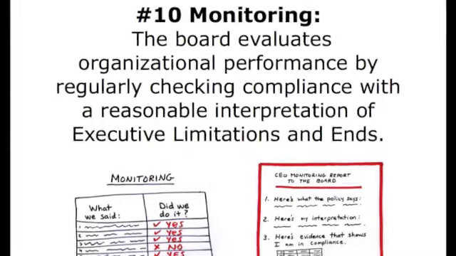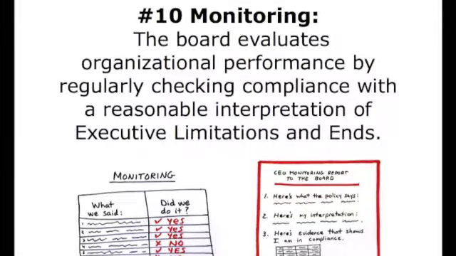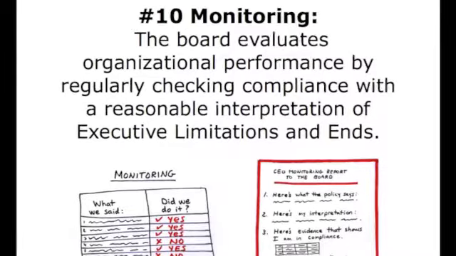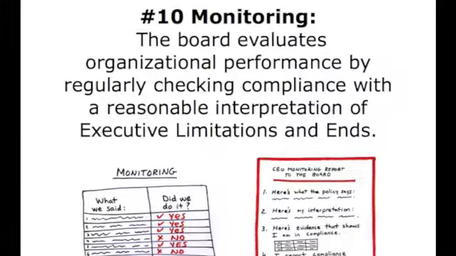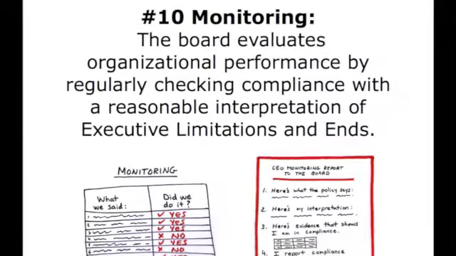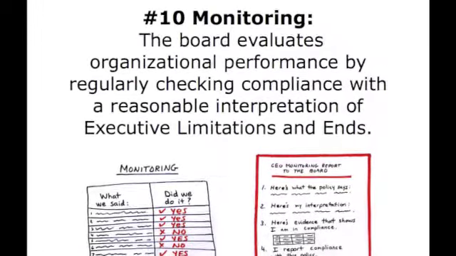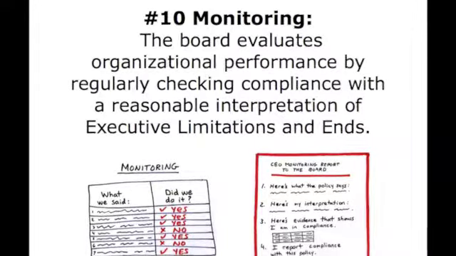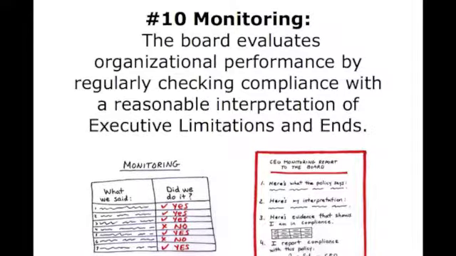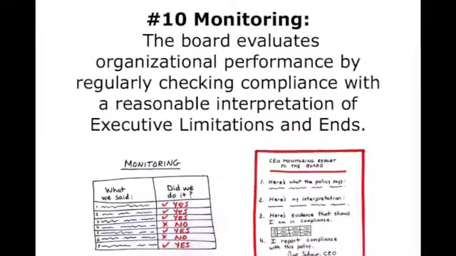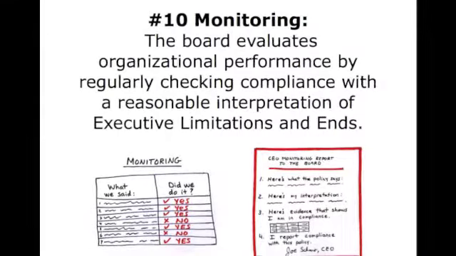If principle number 1 about ownership can be compared to the foundation of a house, principle number 10 could be compared to the roof. This is the board's protection mechanism to ensure that its policies are being followed. And so what happens is the board evaluates organizational performance by regularly checking compliance with a reasonable interpretation of executive limitations and ends. This means that a CEO's internal monitoring report to the board would state, what does the policy say? What is his or her interpretation of that policy? And what's the evidence that shows compliance or non-compliance with that policy?